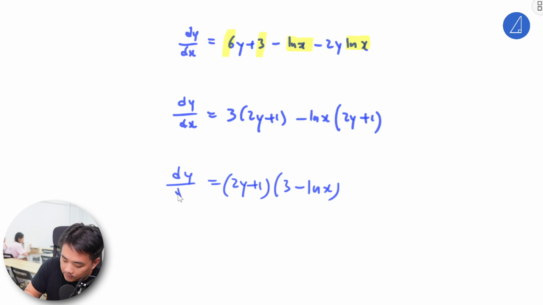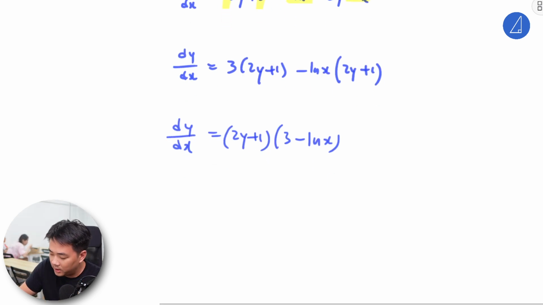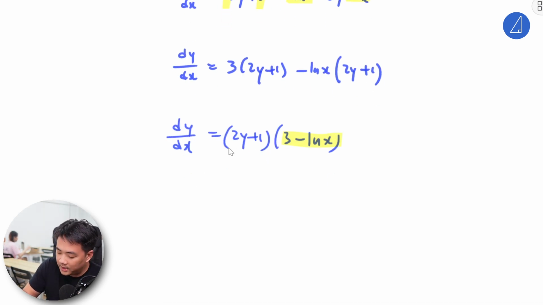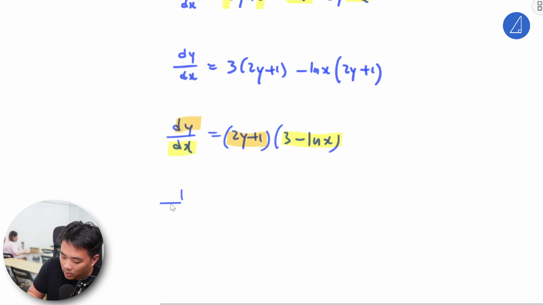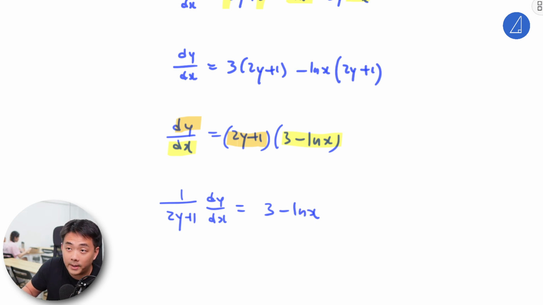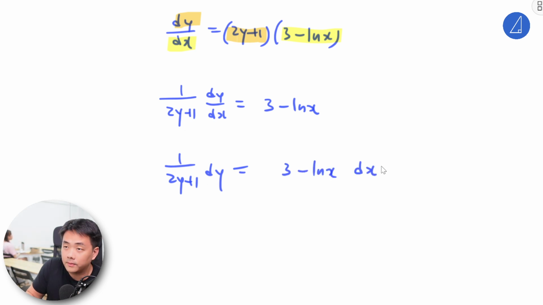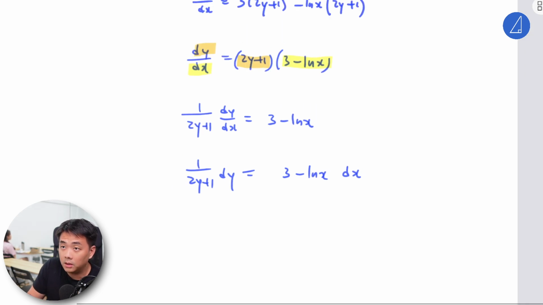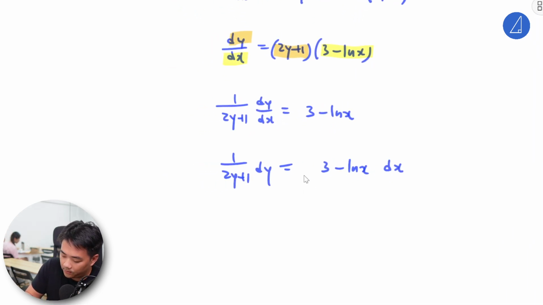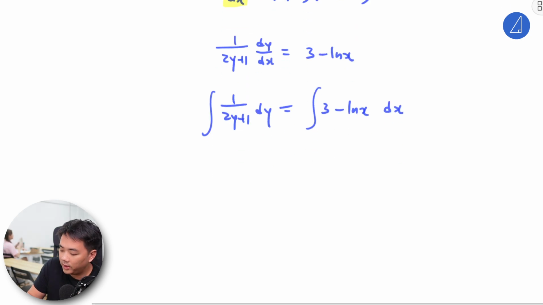This is dy dx. So what we're going to do is move the x to one side and the y to the other side. There you go. So this will be 1 over 2y plus 1, move it to the other side, dy dx equals 3 minus ln x. Then just dx, multiply to the other side. We get 1 over 2y plus 1 dy equals 3 minus ln x dx. So that's it. Then just integrate. Integrating this shouldn't be an issue.